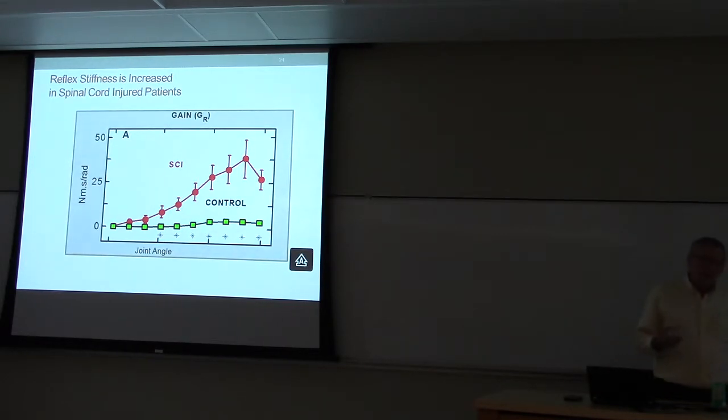So in the literature, there's a question of, does the increased reflex activity associated with spasticity actually have a mechanical effect? And what you can see here is it clearly does. If you show the similar plot for intrinsic stiffness, you'll find that there's no difference.